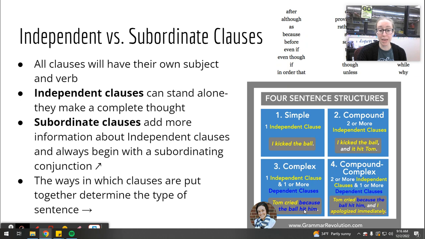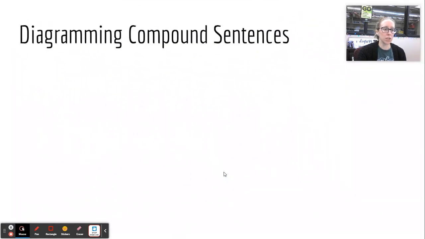It still has a verb, but it doesn't express a complete thought. So it needs to be attached to that independent clause. And then compound complex is where you have two or more independent clauses and then one or more subordinate clauses. And you can kind of see that example there. Pretty self-explanatory. Okay, so let's start by talking about how we diagram compound sentences.